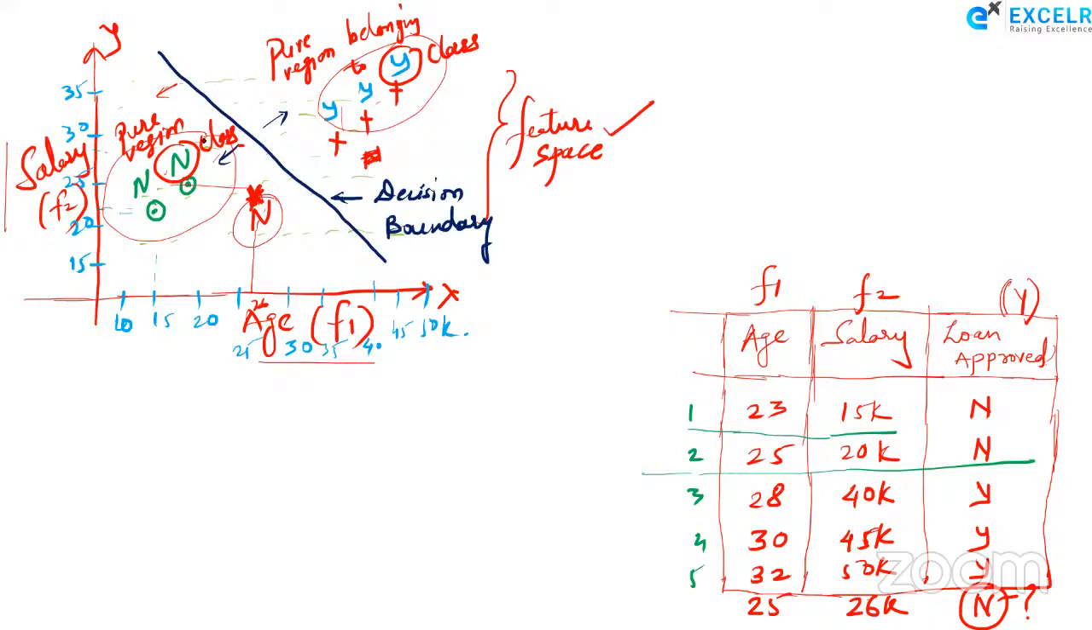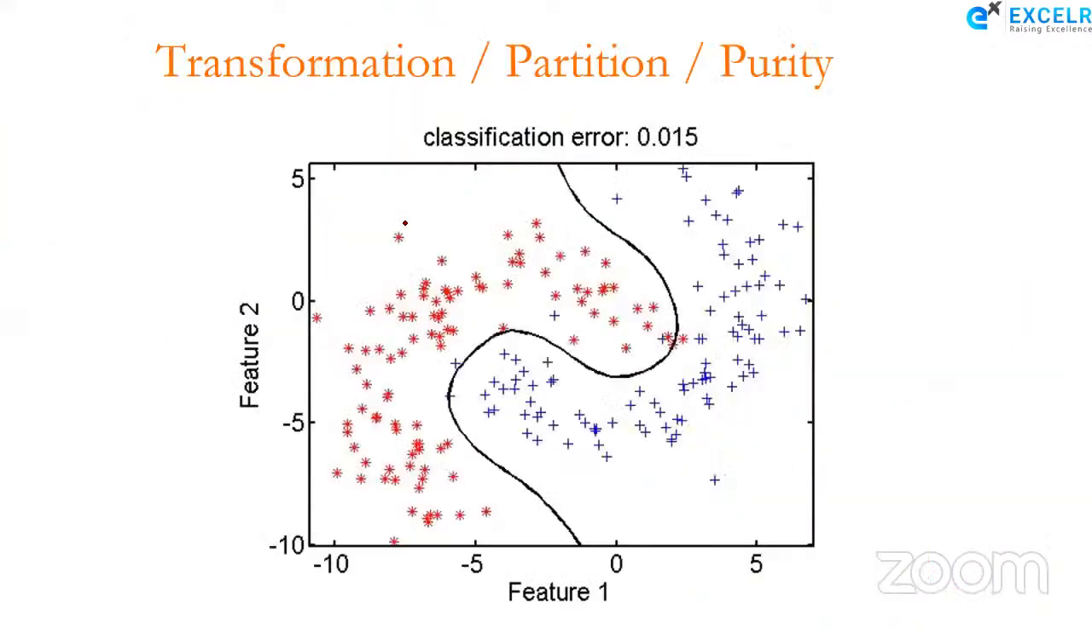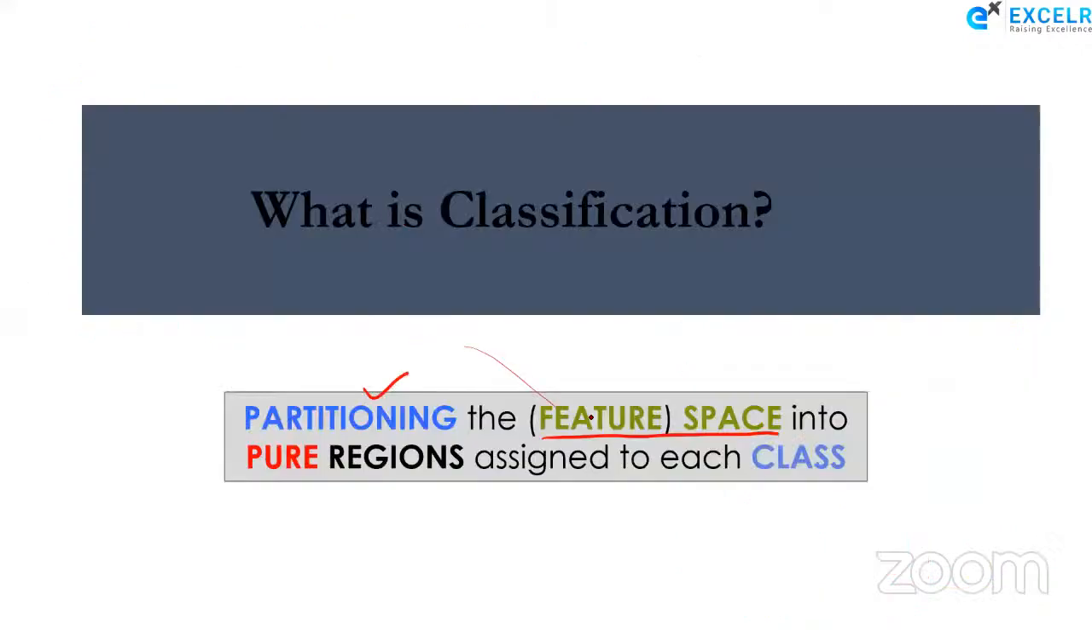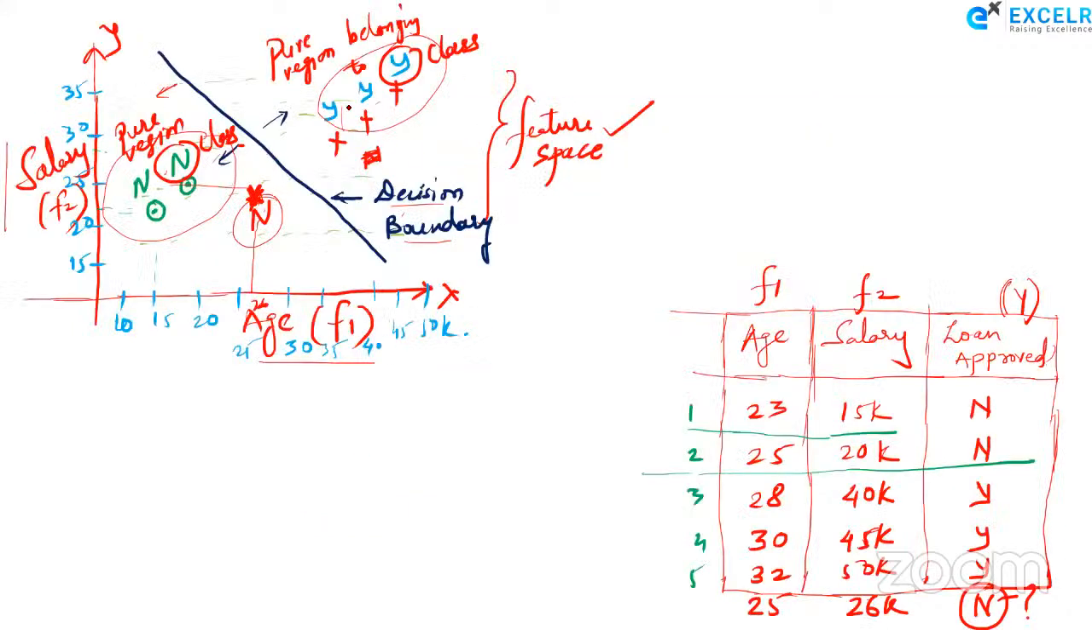Now we are trying to partition the feature space using a decision boundary, right? So what is the definition saying? Partitioning the feature space into pure regions which are assigned to each of the classes. Now, what are the classes we had? We had the yes class and the no class, right? So we have partitioned the feature space using a decision boundary into pure regions. What is the meaning of pure region? If all the data points falling on either side of the decision boundary belong to the same class, be it yes or no, right?